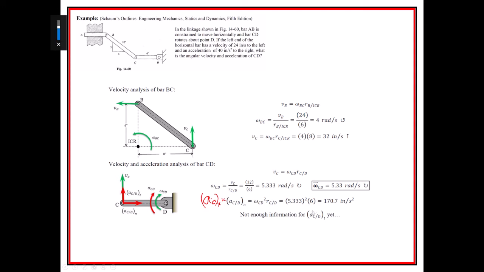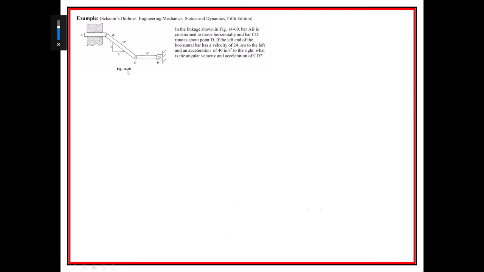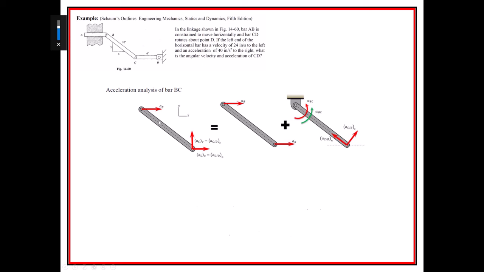There's not enough information yet to get the acceleration of C with respect to D in the tangential direction. So we can't quite get this one yet, but we're going to put that on the back burner and now investigate the acceleration analysis of BC. And we make our 3 diagrams, and we're focusing on point C, and we know the acceleration of B. It was given to us, so we use that as the translational reference right here in our middle diagram on this position that we care about.